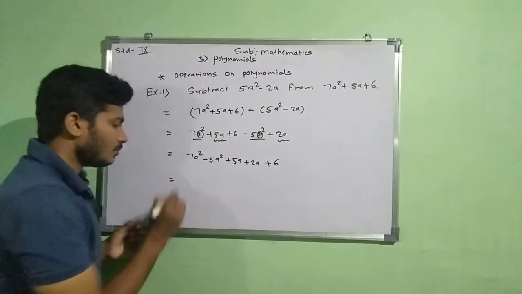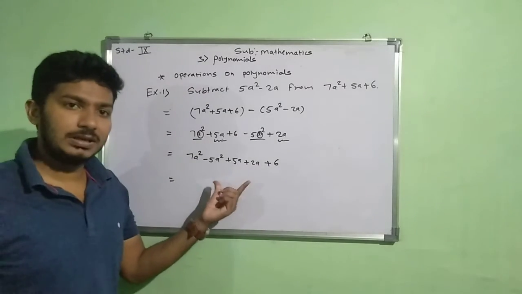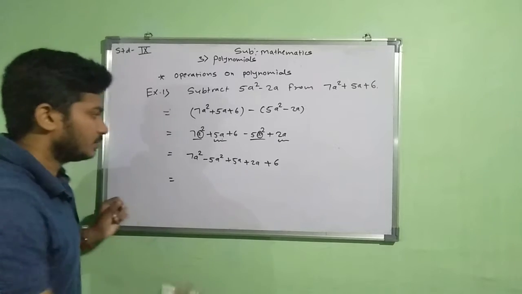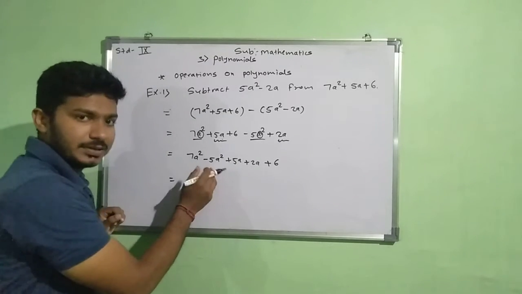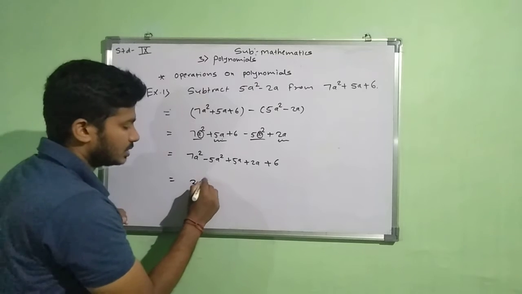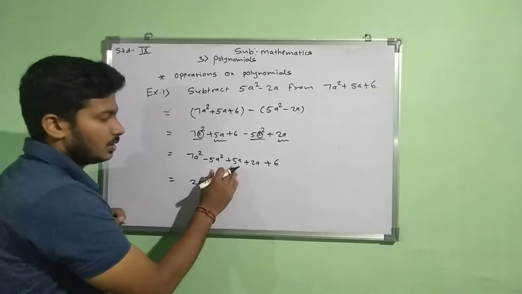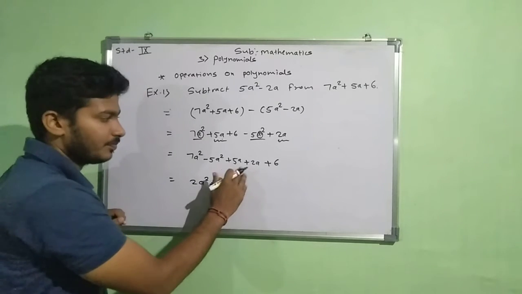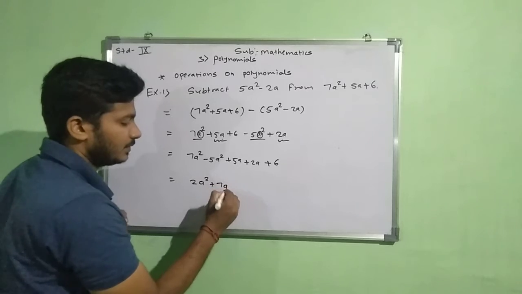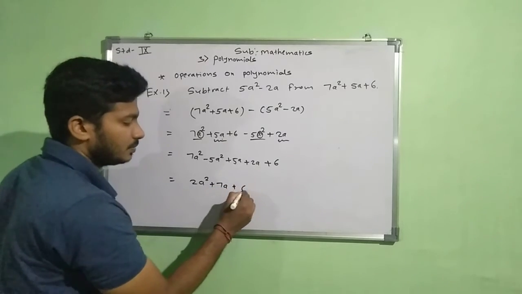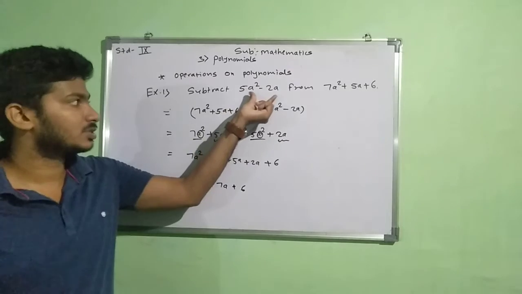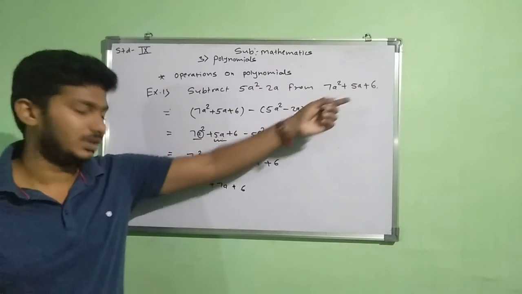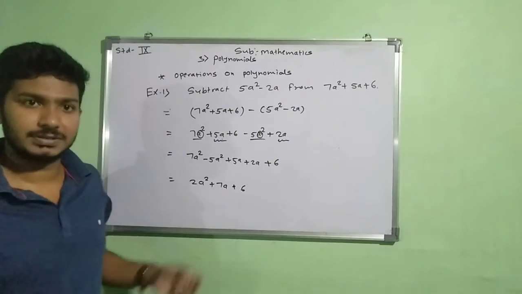Now whatever we do for normal numbers, we will do here. Now 7a square minus 5a square, 7 minus 5, 2. So it will be 2a square plus 5a plus 2a, 5 plus 2, 7, so 7a, plus the constant term as it is. So this will be the solution of that question: subtract 5a square minus 2a from that trinomial. So this will be your final answer.